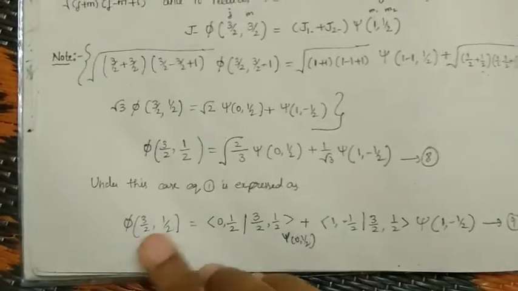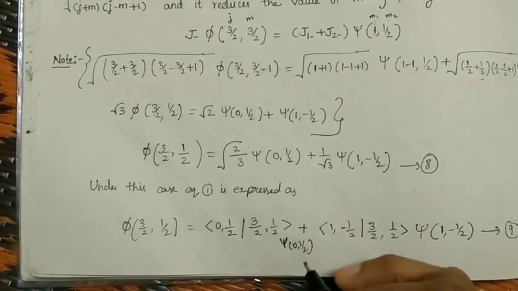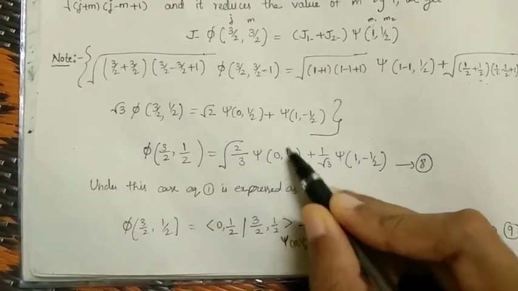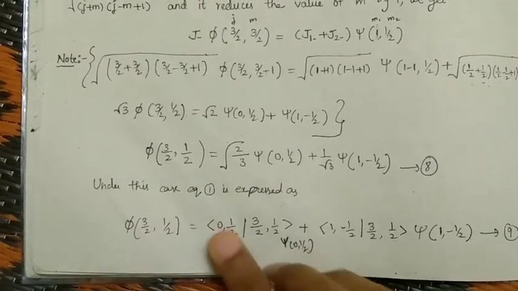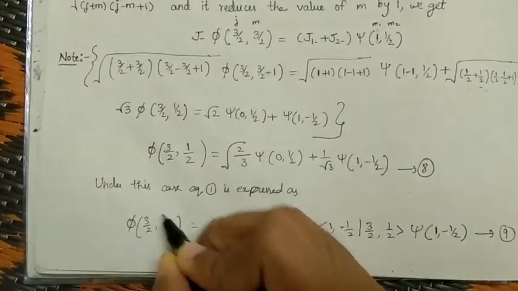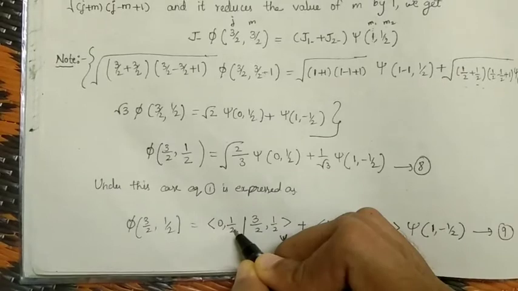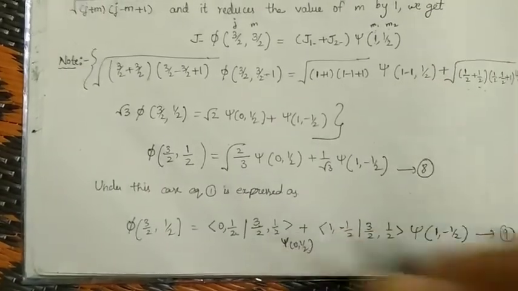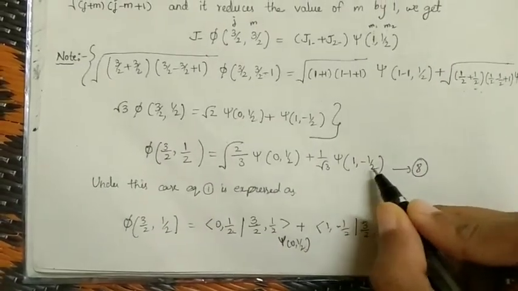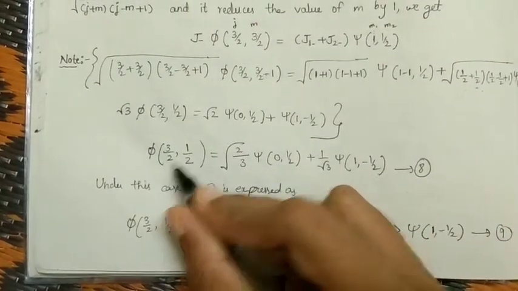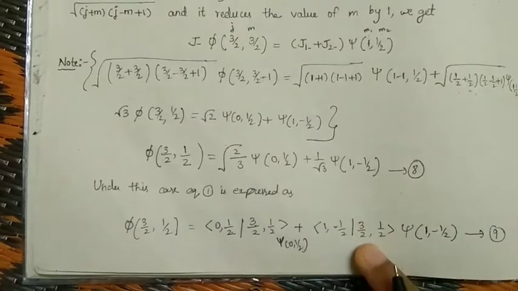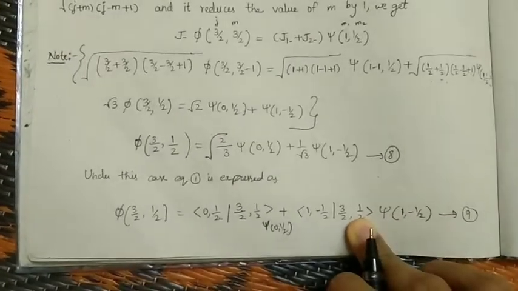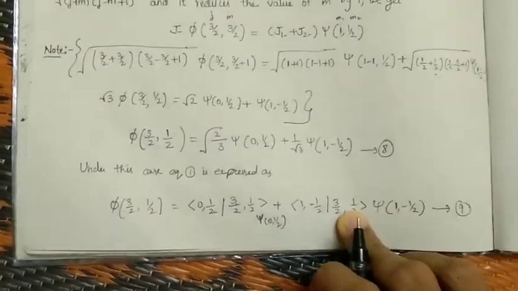So phi of 3 by 2 comma half can be represented as xi of 0 comma half, xi of 1 comma minus half. Here 0 comma half is being converted to 3 by 2 comma half, and 1 comma minus half is also being converted to 3 by 2 comma half. So that is the meaning of these Clebsch-Gordan coefficients.